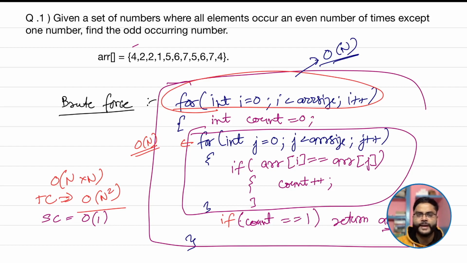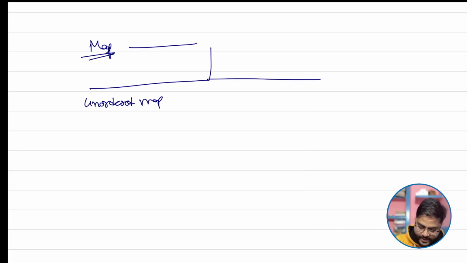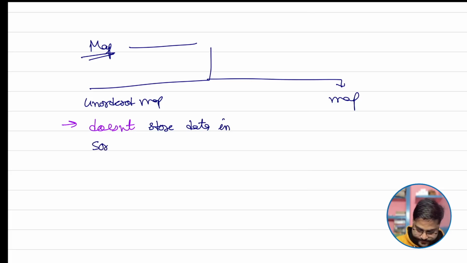Let's use map. In map, if we talk about C++, in C++ we have unordered map and ordered map. We generally call it map. Unordered map doesn't store data in sorted order. Map stores data in sorted order.